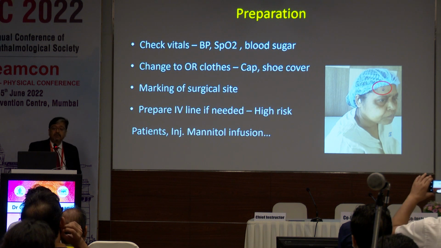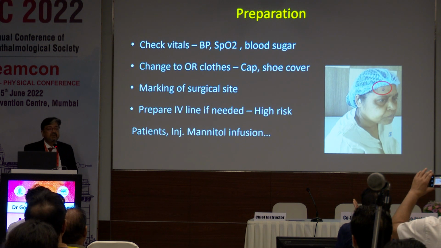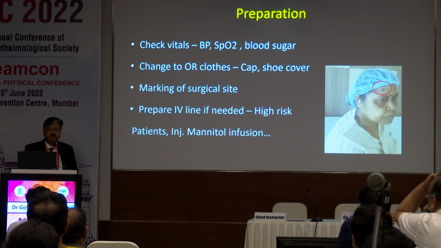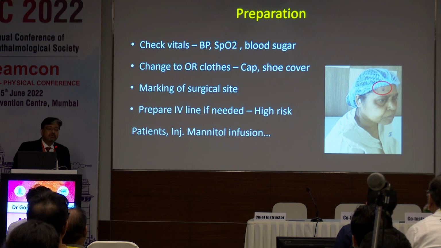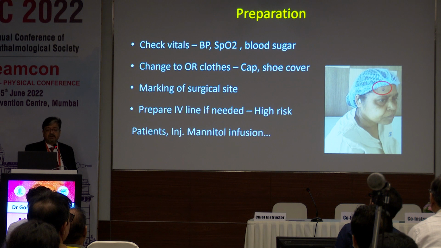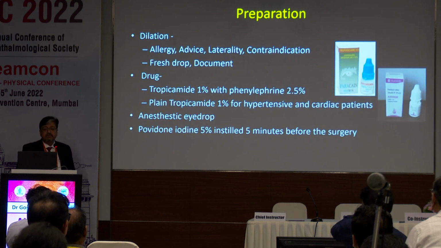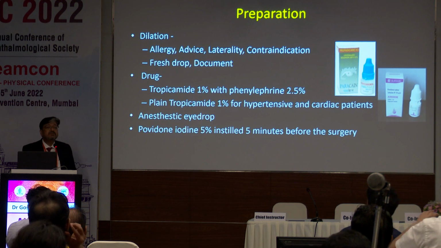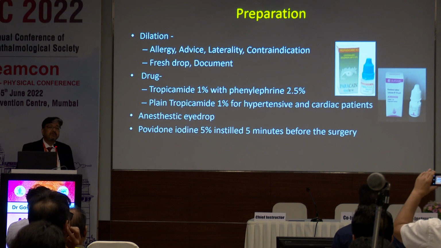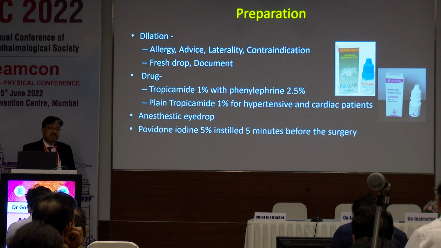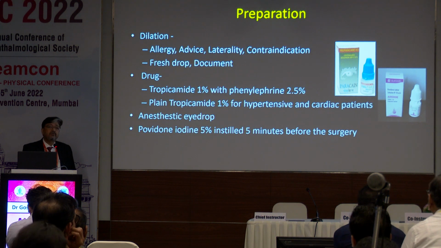Then going back to the general checkup, again, BP, SpO2, blood sugar, all these are checked. Patient is put in OT clothes, cap and shoe masks are given, and IV line may be put depending upon the situation. Any allergies should have been noted preoperatively, and in case it hasn't, it's not a bad idea to recheck once more before you start dilating the patients.